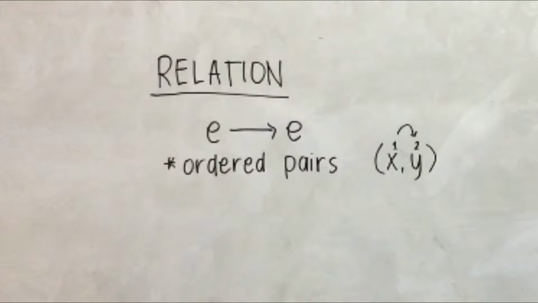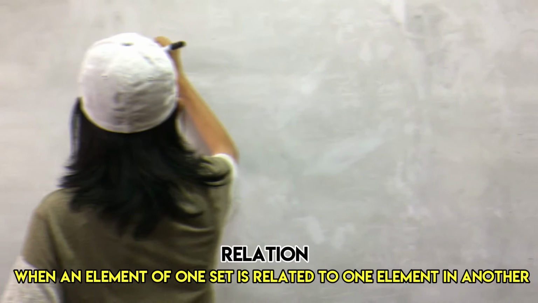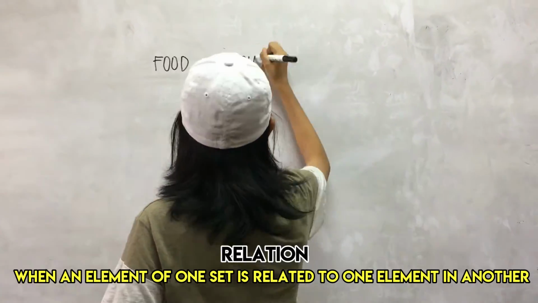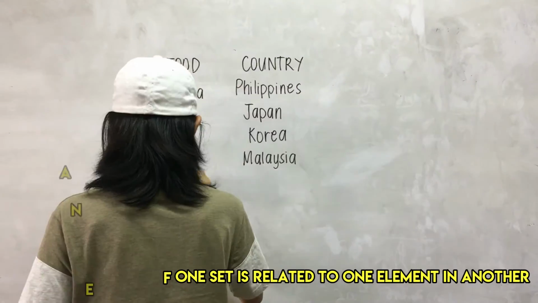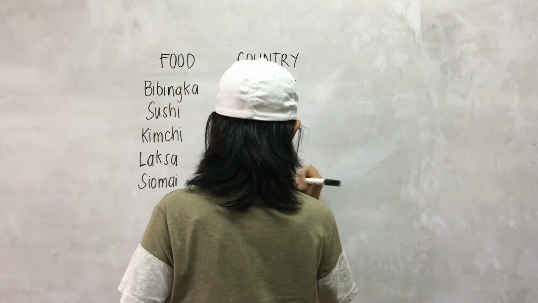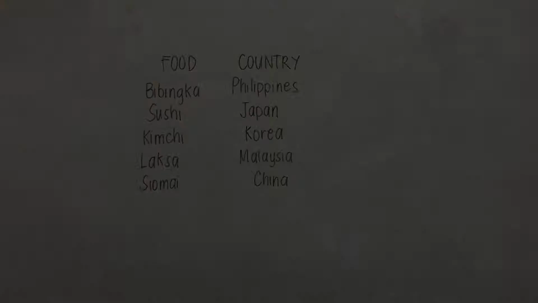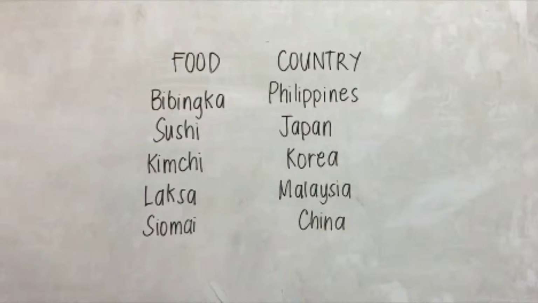Our first lesson, relations. It is when an element of one set is related to an element in another. Take for instance this table. The table shows which of the following countries the following foods originated from. It shows the relationship of the foods to each of the countries.